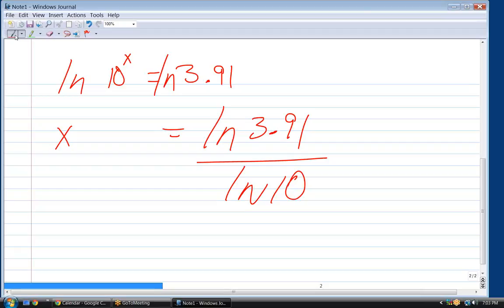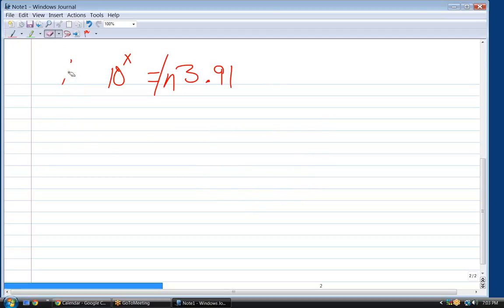Typically, I solve most all exponential problems by taking the natural log of both sides. But this is a particular problem where it's actually easier if you take the common log of both sides, only because the left side reduces to x immediately if I take the common log of it. All right, what else you got?